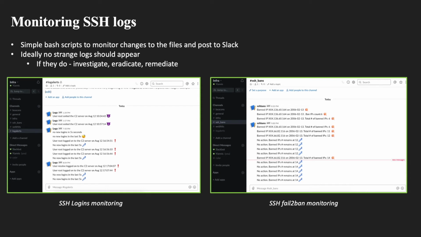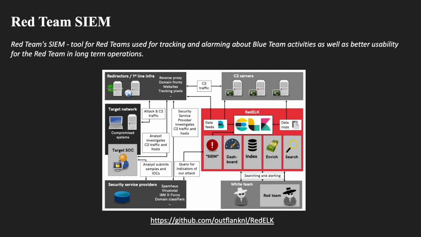Or, as you can see from this example, we have the root user that logged in on the command and control server. So if we know that we are the root user and we're not supposed to be connecting and it's not us, then we take corrective measures. We know that we have been compromised, that is.